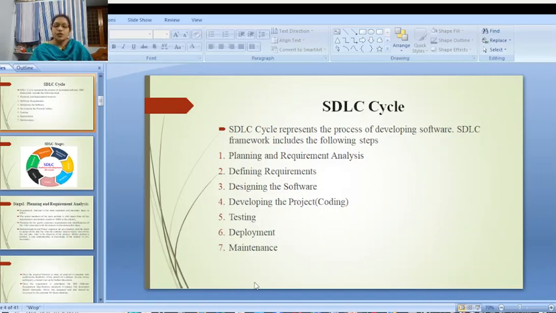So what are the steps involved in the SDLC life cycle? Planning and requirement analysis, defining requirements, designing the software, developing the project by using different coding algorithms or programming languages, different testing processes, deployment of the tested software, and the last step is maintenance of the software. These are the different steps involved in the SDLC life cycle.